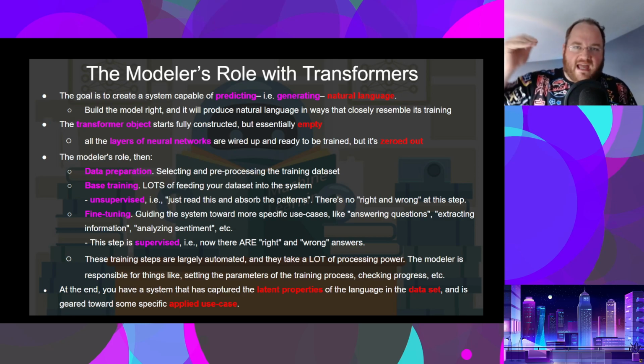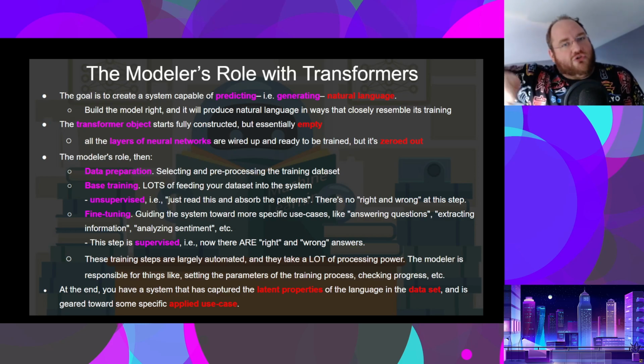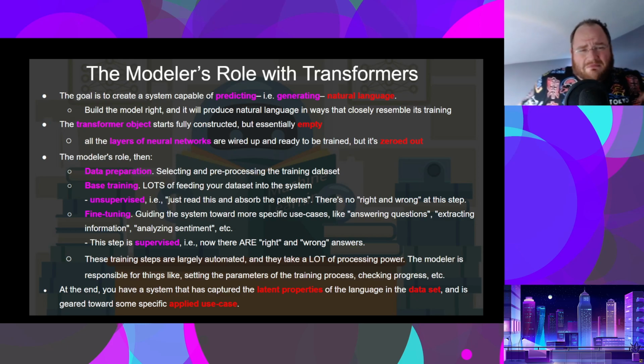And then on top of that, goal-oriented fine-tuning to say, hey, there are right answers. I'm going to try and push you towards those in my model. And these training steps are very automated.